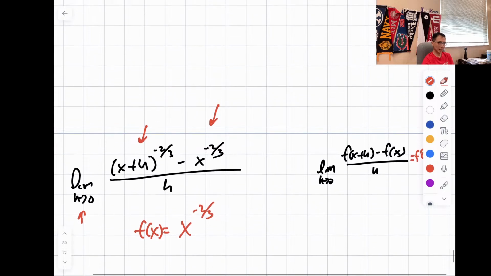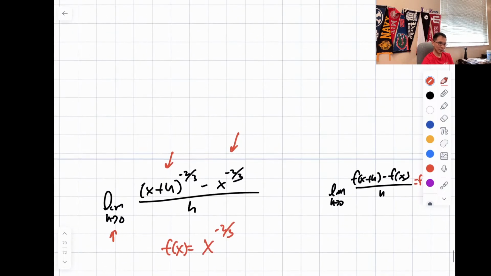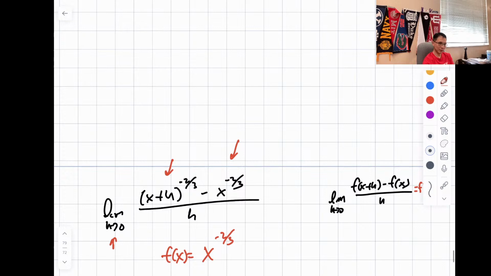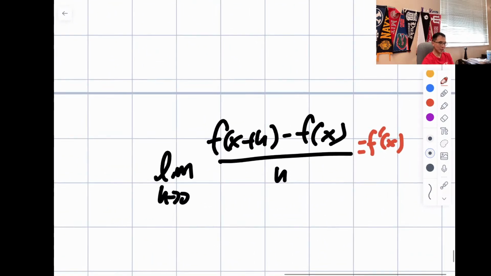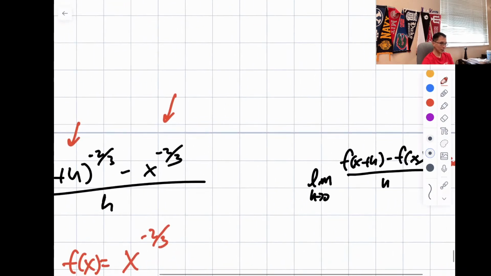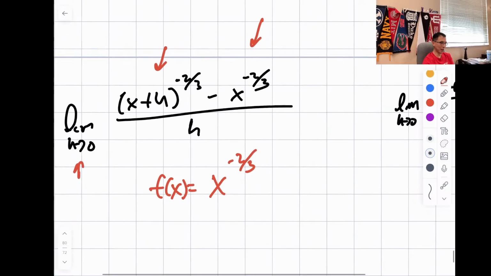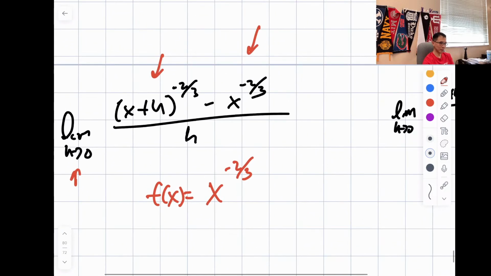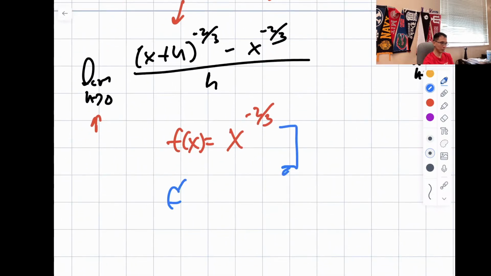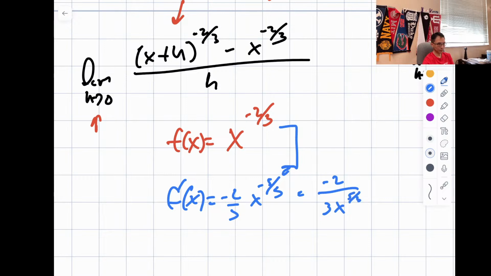Now since this is equal to f prime of x, that means I'm looking at f prime of x of this, which you can take a derivative of, and it'll be like this. And that'll be the answer here.